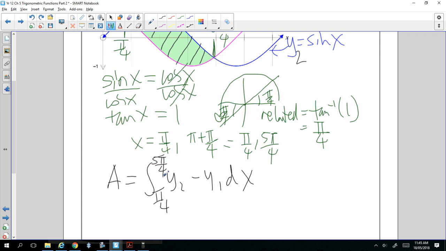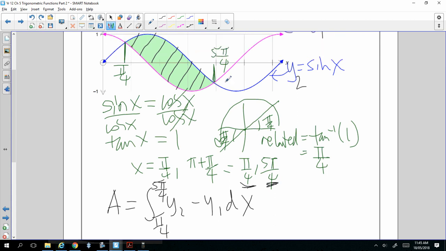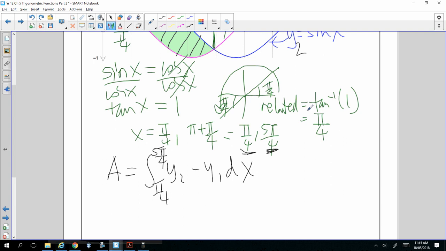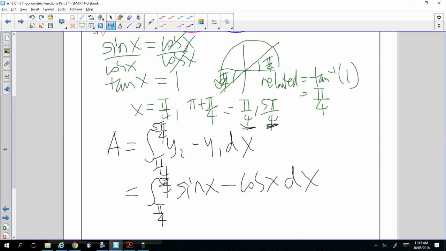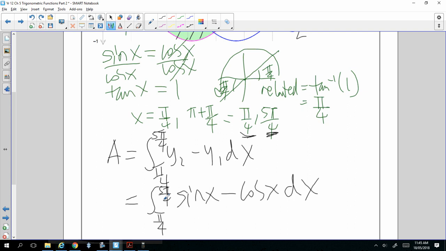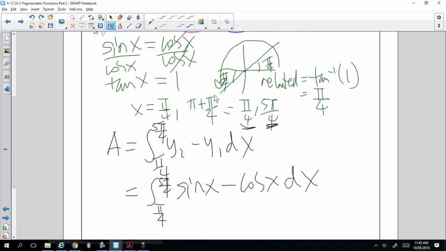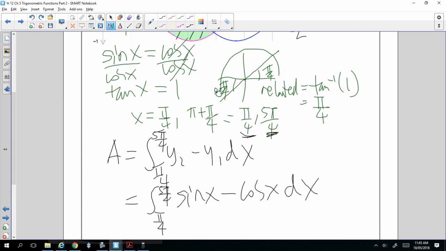And remember what's y2? Y2 is sine x, so the integral of sine x minus cos x dx from pi on 4 to 5 pi on 4. Okay, have a try working it out. You will get these surds in your expressions, and you have to simplify the surds. Leave your answer in exact form. Have a try working it out.